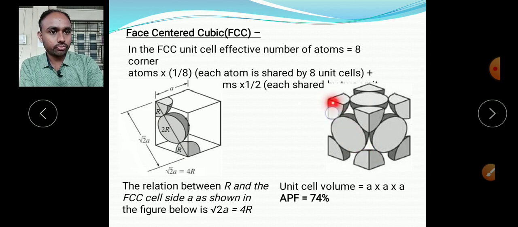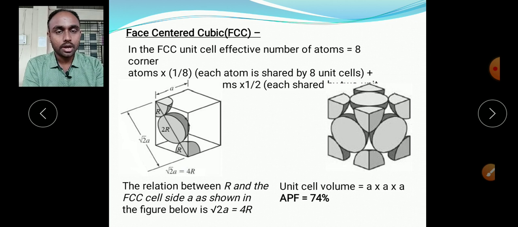Okay. Now, if I talk about this face, just see this face here, we want to find the relation between a and r. So, now these are the 3 atoms involved in this face. This r is for a corner atom, this 2r is for the face center atom, and this r is for this other corner atom.